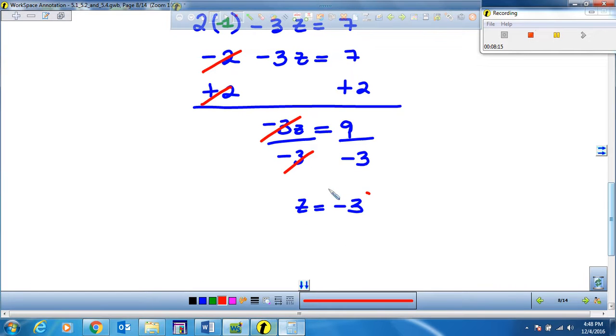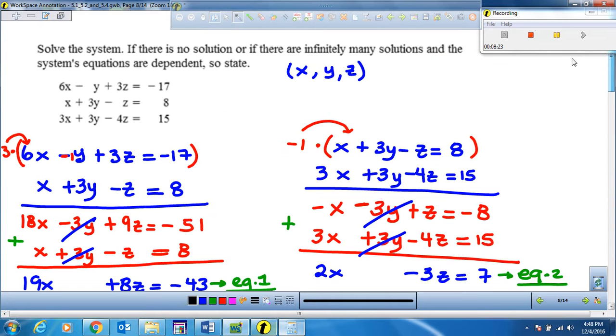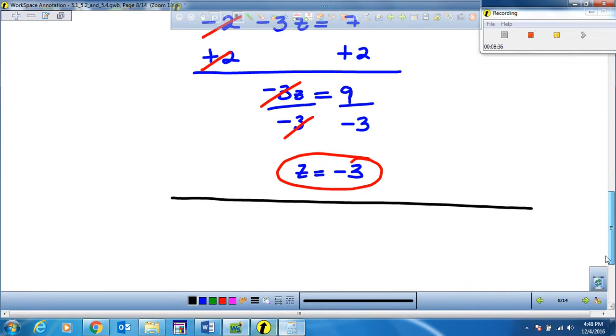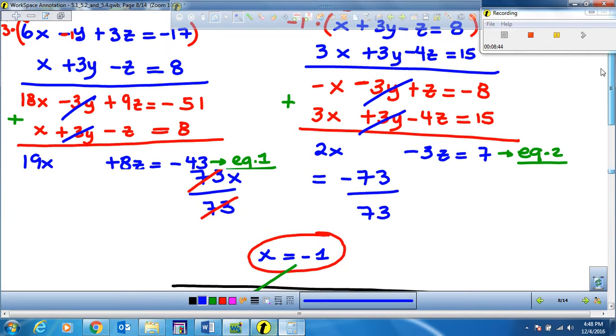So now that you have the x and the z, now you need to find the y. And how are you going to find the y? Well, the last variable is going to be found by going back to one of the three original equations, substituting the ones that you know, x and z, and solving for the one that you're missing, the y. So I'm going to use the second one from the original. x plus 3y minus z equals 8.